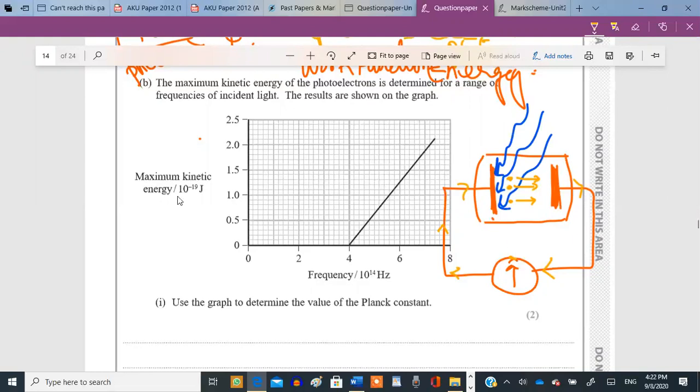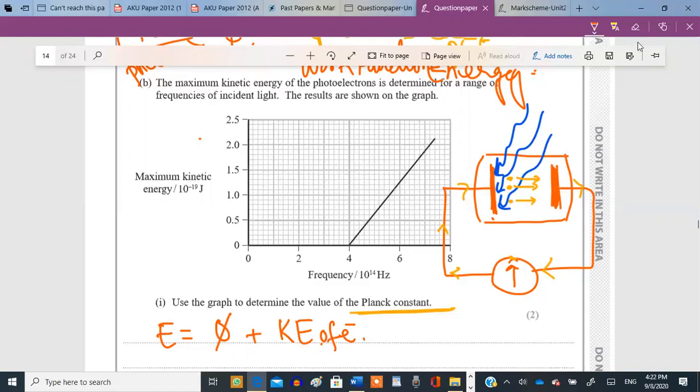Okay, now over here, that kinetic energy with which the electrons flow is given to you, and the frequency is given to you, and we need to use this graph to determine the Planck's constant. Okay, so basically the formula for the energy of the photons is pretty simple. The total energy of the photons is equal to the work function energy plus the kinetic energy of the electrons.